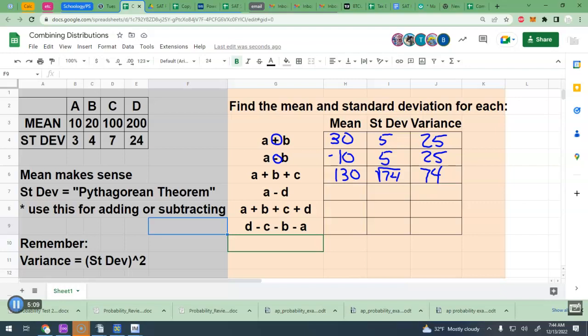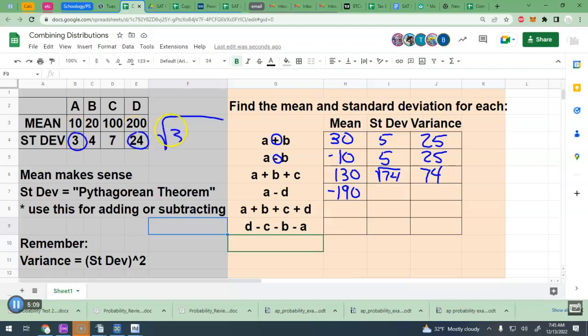So for A minus D for the mean, you just take the mean of A minus the mean of D. It's straightforward. You just basically plug in and do what they ask. This would be negative 190. Then for the standard deviation, you have to use the Pythagorean theorem with those two standard deviations.